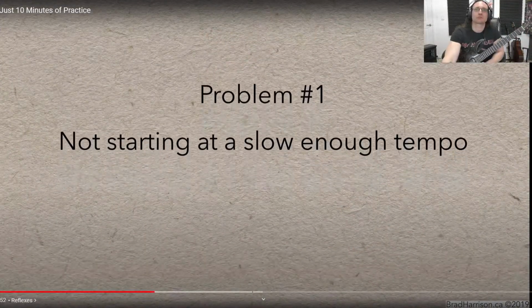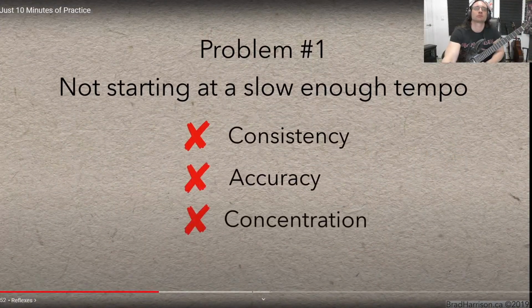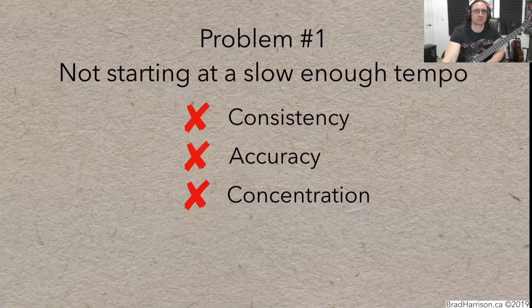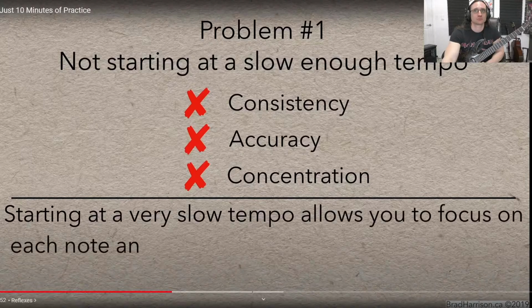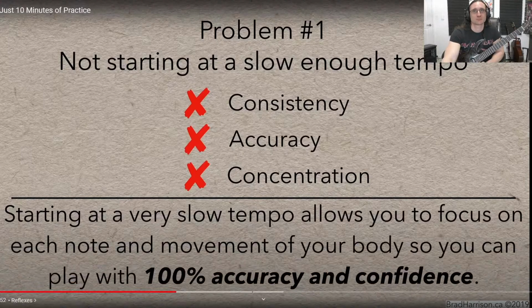Many musicians practice at a sort of medium tempo that isn't slow enough to allow the level of consistency, accuracy, and concentration necessary to make huge long-term gains. It's not hard to understand why people resist going so slow. It can be kind of boring. But starting at a very slow tempo allows you to focus on each note and movement of your body so you can play with 100% accuracy and confidence. Agree. 100% agree.